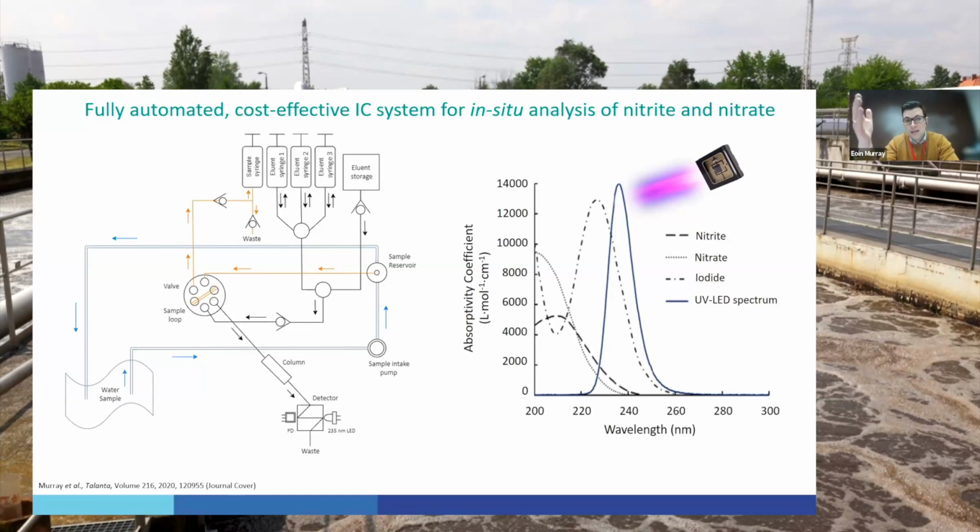Our mobile phase, which is driven by a syringe delivery system, then passes through the 6-way valve. The fixed sample volume is injected into the mobile phase. Everything passes through an anion exchange column, and then into our UV LED detection system. The LED that we operate is a 235 nanometer LED, which enables us to achieve direct optical detection for nitrite and nitrate. So that's what's happening within the system.